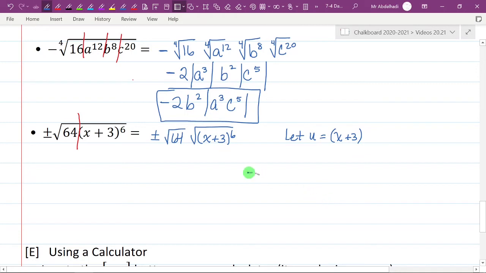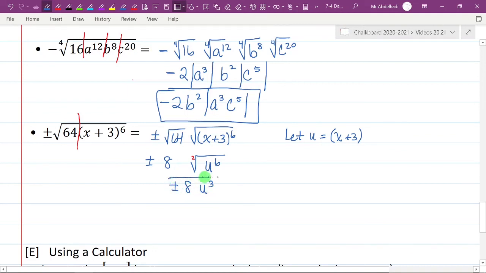Now, what this means is that this 64 here becomes an 8. So let's just get that out of the way, okay? This one right here becomes not x plus 3 to the 6th, it becomes u to the 6th. And you know how to take the root of u to the 6th, okay? You divide the 6 by 2 and get u to the 3rd, like that. So you still have the 8 here, you still have the plus or minus.